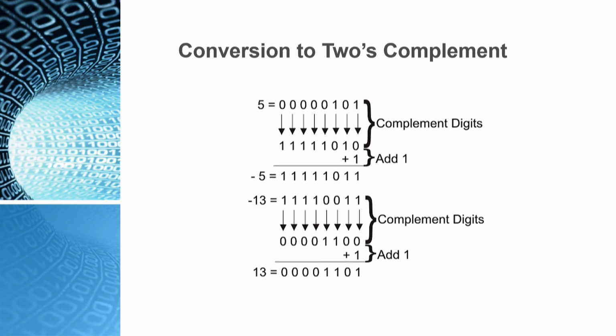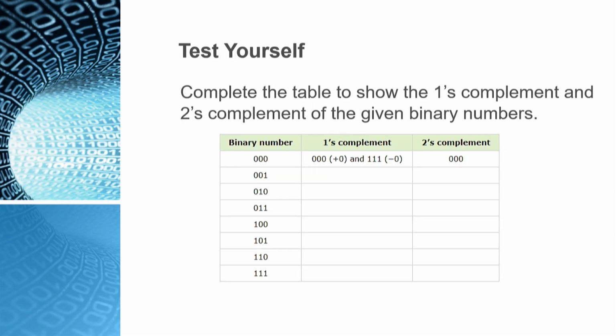Here are 2 more examples of how to use 2's complement to represent negative integers in binary. Let's see if you have understood clearly. Complete the table to show the ones complement and 2's complement of the given binary numbers. Verify your answers.